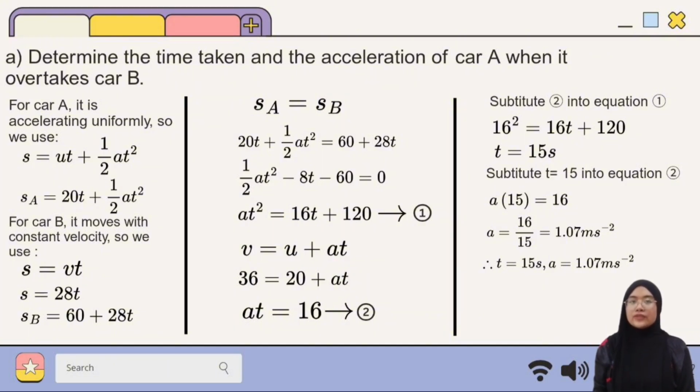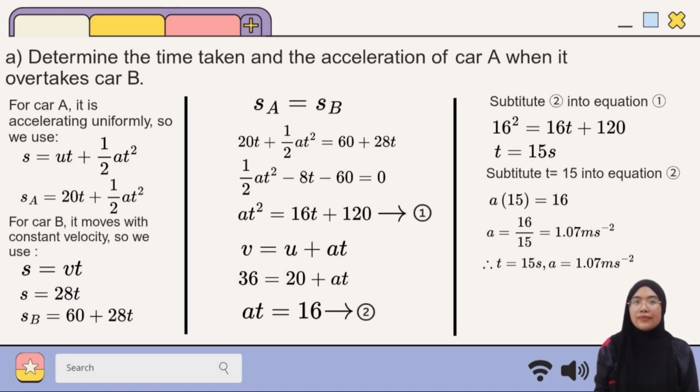The second equation is formed using the velocity condition at the overtaking point. At that instant, the velocity of car A is given as 36 meters per second. Since car A accelerates uniformly, the equation v equals u plus at is used, giving 36 equals 20 plus at. This equation is then rearranged to express acceleration in terms of time, a equals 16 over t. This expression for acceleration is substituted into the first equation, so that the equation now contains only one unknown, time.